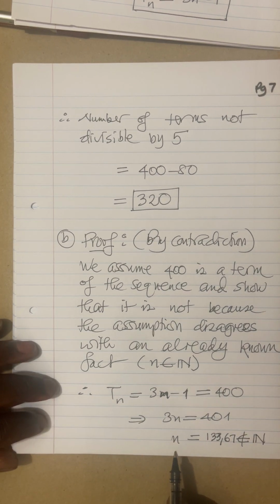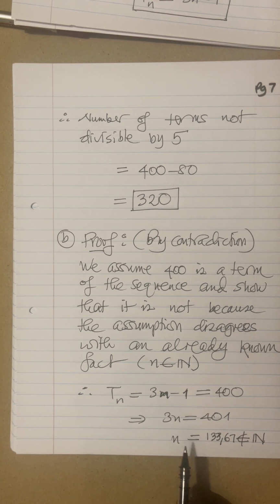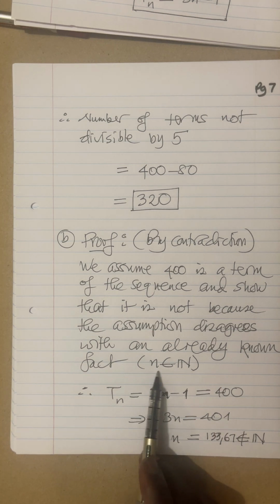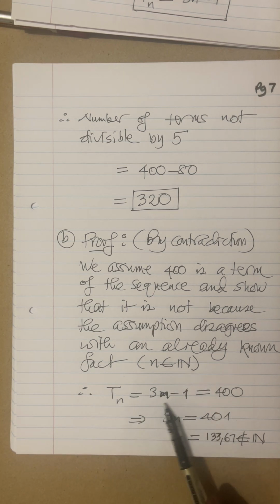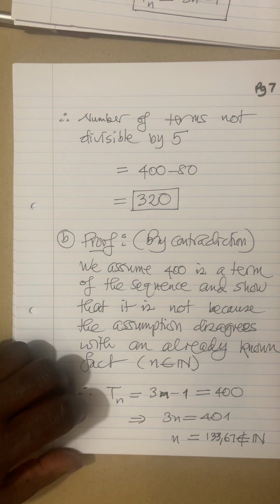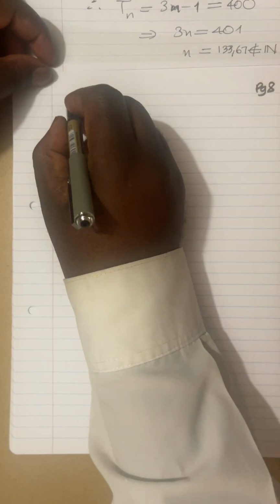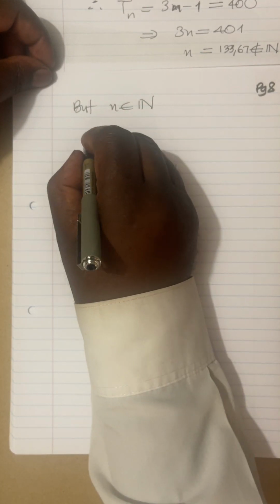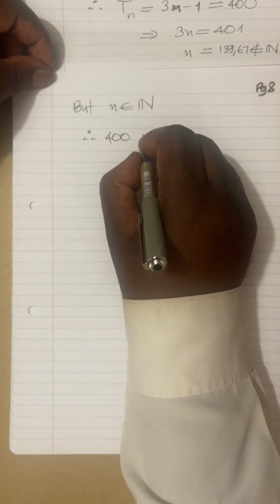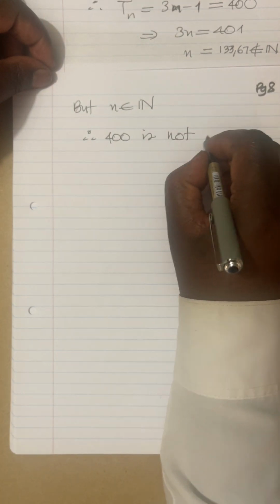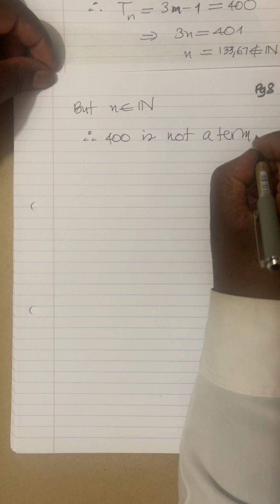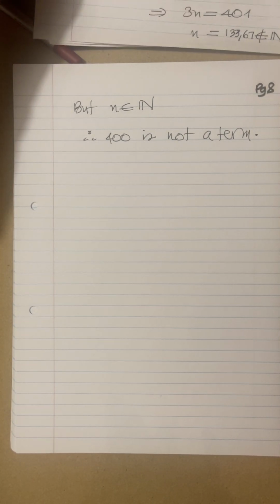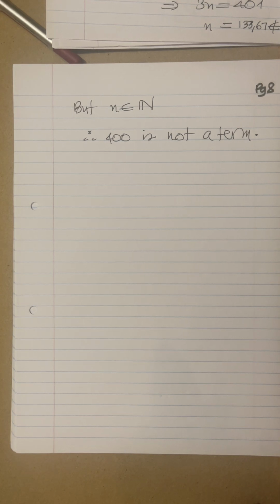But we know, we said it under terminology, that n must be a natural number. So therefore, this already known fact is contradicted by that assumption that 400 is a term. So we're going to say, therefore, we say, but n is a natural number. Therefore, 400 is not a term. This is what we call proof by contradiction. Right, this is 35 minutes.